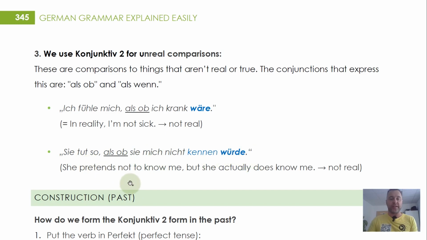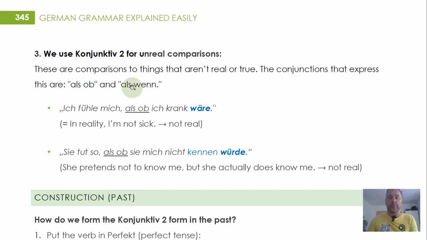So she pretends that she doesn't know me. So here is also, in reality, she knows me because, I don't know, we met last week or somewhere, my ex-girlfriend, and now she's seeing me on the street, doesn't want to speak to me anymore, and now she pretends that she doesn't know me, doesn't see me, whatever, but this is not real. So we use Konjunktiv 2 because it's something that is not real.